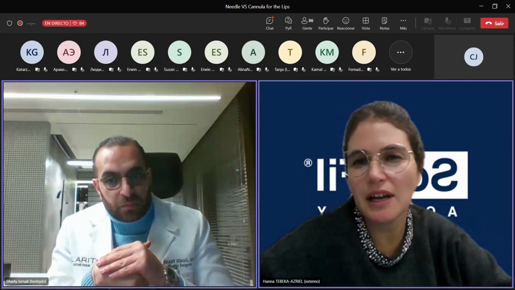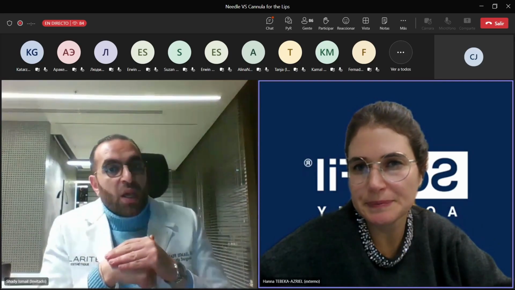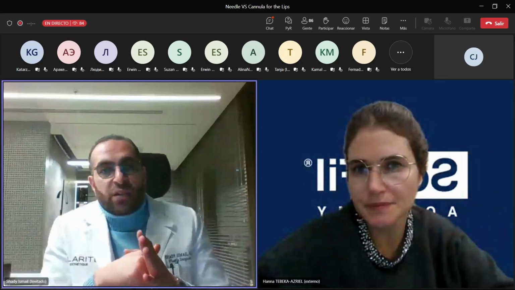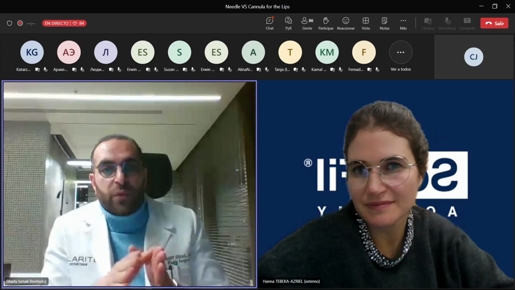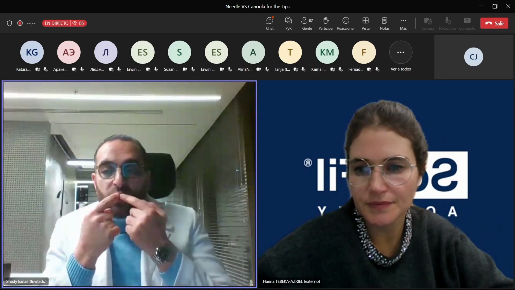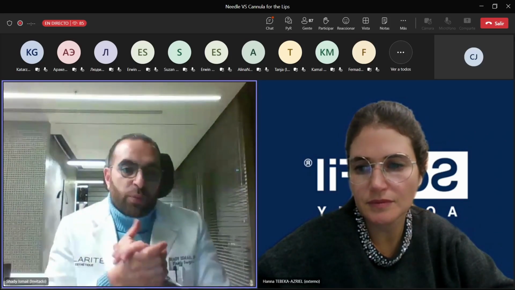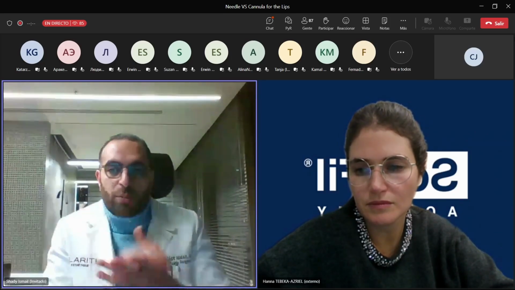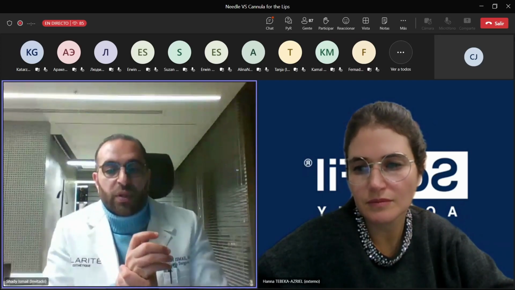And what size of cannula do you prefer for the lips? I think the ideal size of cannulas for the lips is 25 gauge, either 40 or 50 millimeters. So it can reach all the tubercles and all the parts of the lip from one entry point. So minimum opening and minimum downtime and bruising.